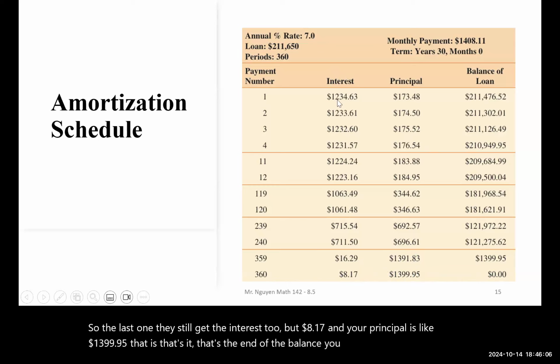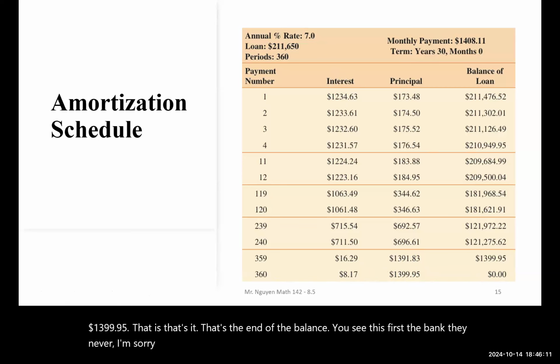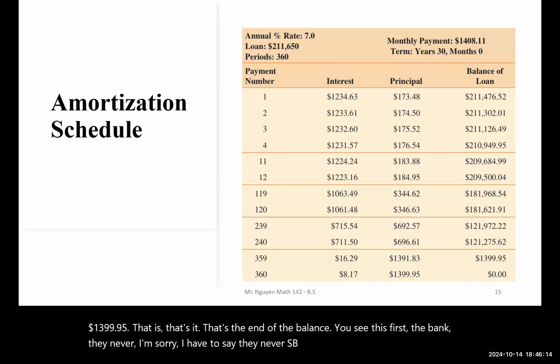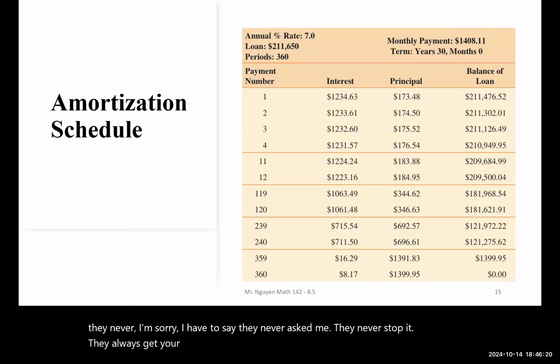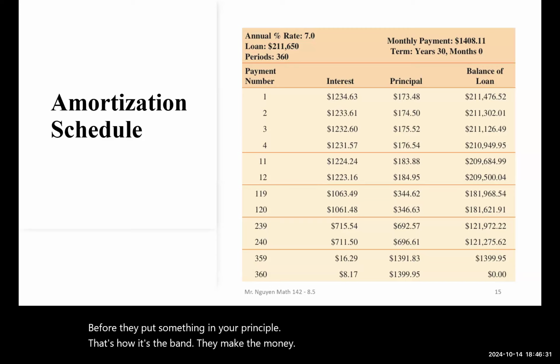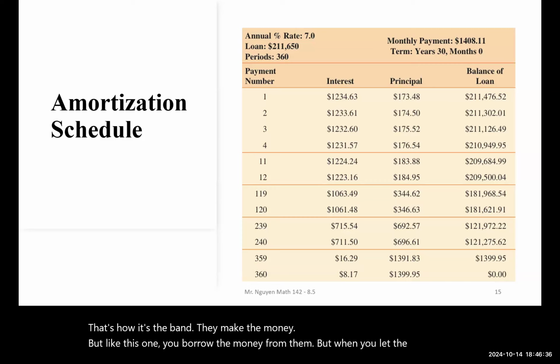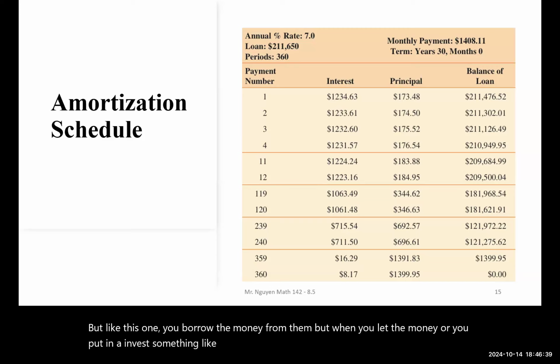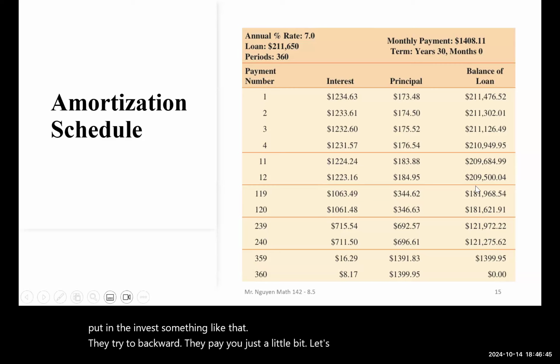You see this? First, the bank, I'm sorry, I have to say, they are never stupid. They always get their money first before they put something in your principal. That's how the bank makes the money. But when you lend them money, or you put it in an investment, they pay you just a little bit. They just use your money.